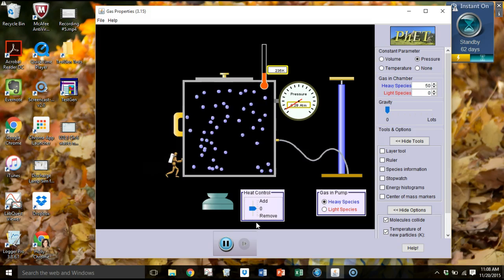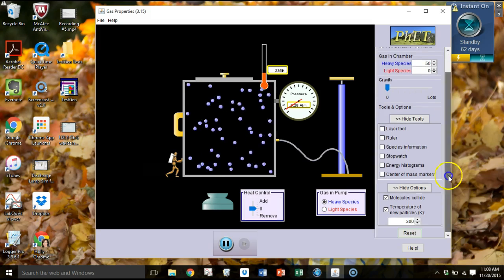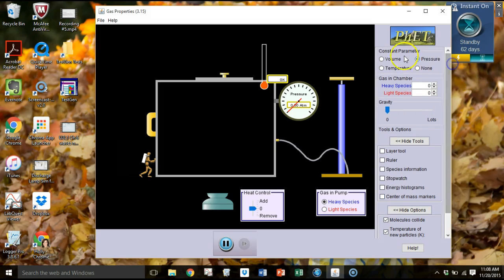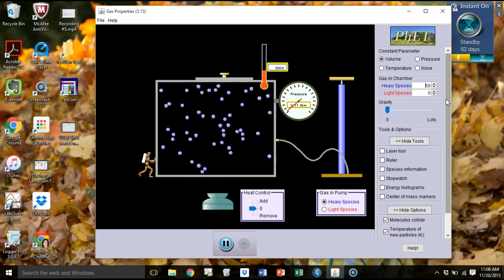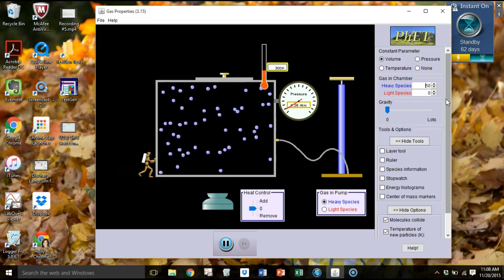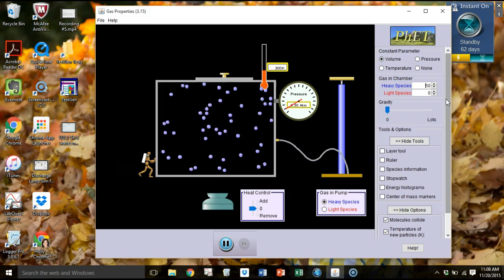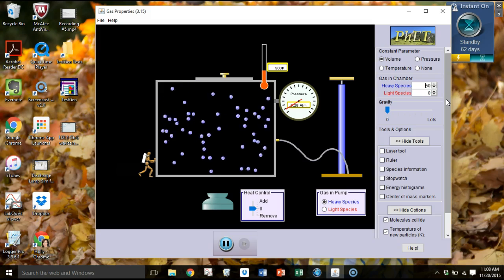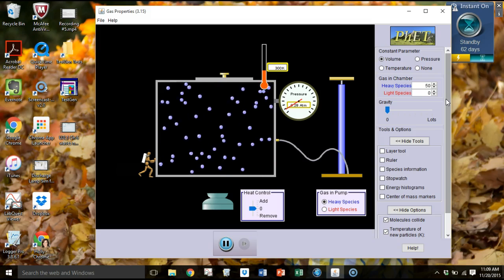And now we'll move on to Dalton's law of partial pressures. So let's reset this. Okay, so we're going to do volume as a constant parameter. And we're going to see what happens when we look at different numbers of particles and different types of particles. See what that does. So this is our 50 heavy particles. Again, just let the pressure equalize. I know it jumps around a lot. So let's say that's 0.28. Let's do 0.28, call it a day.